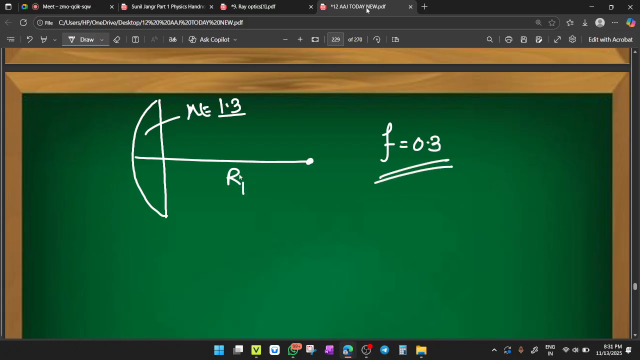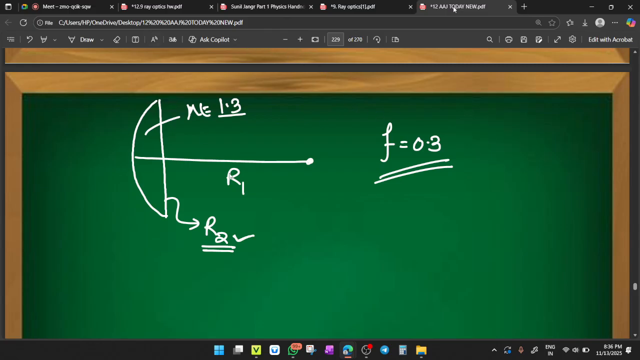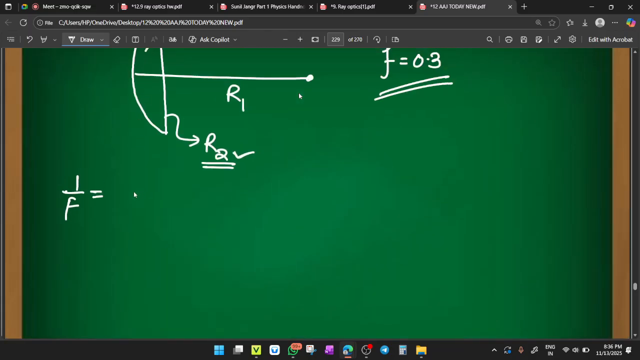Yes, let us find R1. It should have some R2, so also take care about this R2. Now find this. Okay, how to solve it, students? We have to find the radius of curvature of this convex part of our lens. So we have the formula for the lens: 1 upon f equals the lens maker's formula, 1 upon f equals (mu minus 1) times (1 upon r1 minus 1 upon r2).